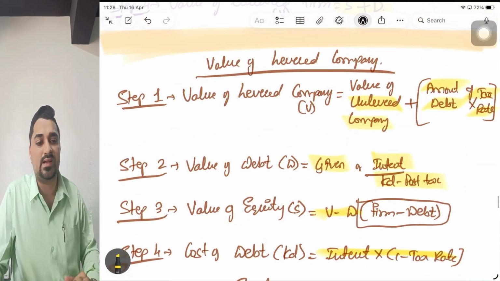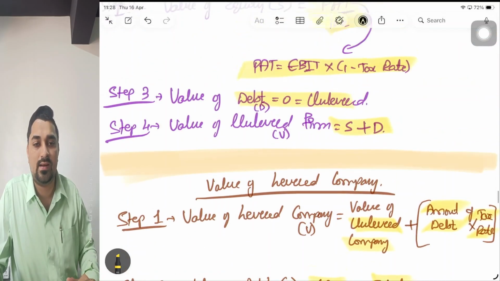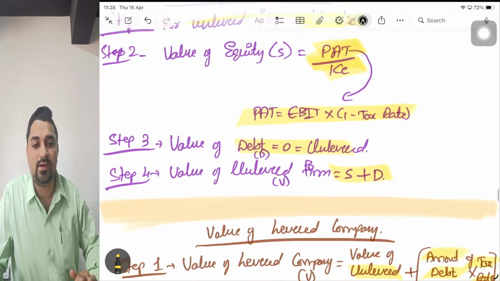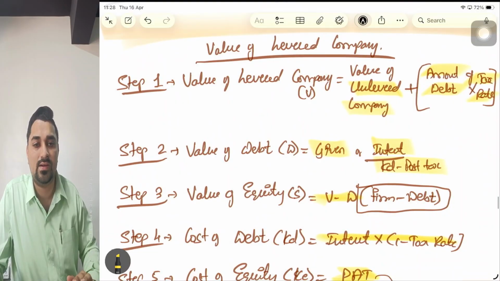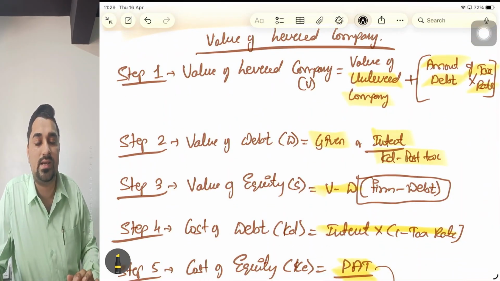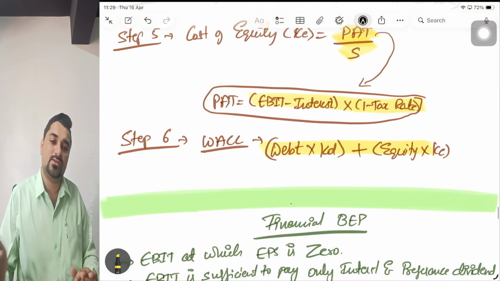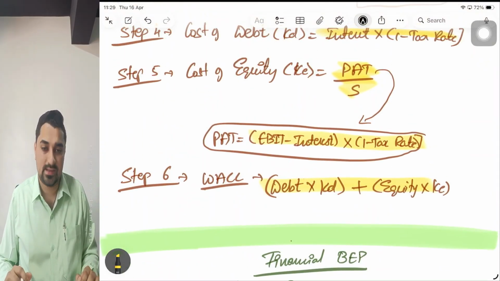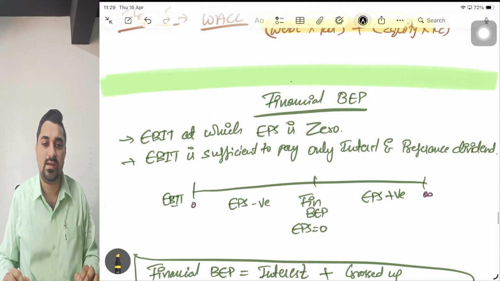Understood? M&M with tax, M&M without tax. And in M&M without tax, value of unlevered firm, value of levered firm. Exam perspective, extremely important. So that completes all the 5 capital structure theories. Now we'll move to the next part of the chapter, financial BP.